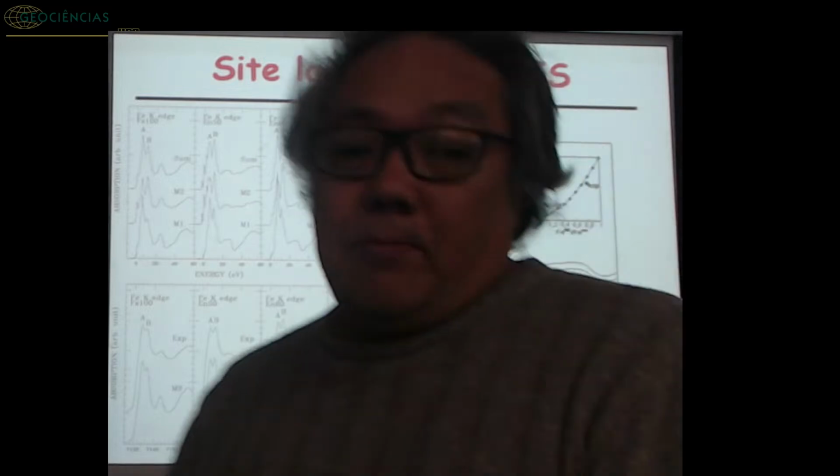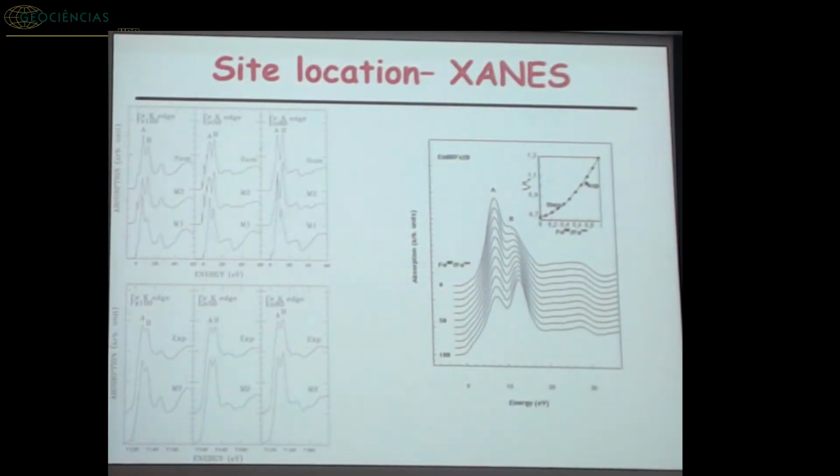So what's the outcome of this trial? That we managed to get some information on how iron is distributed to two different sites, which are even similar to different octahedral sites, which is not trivial with XAS.